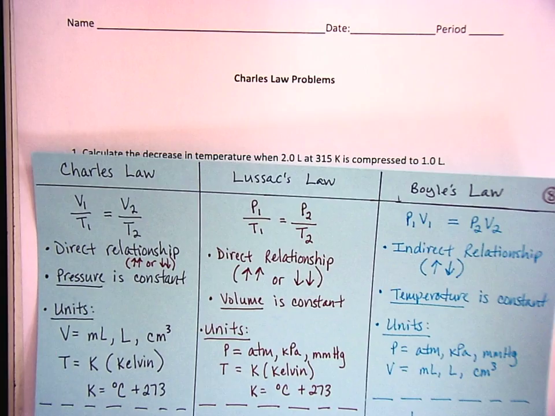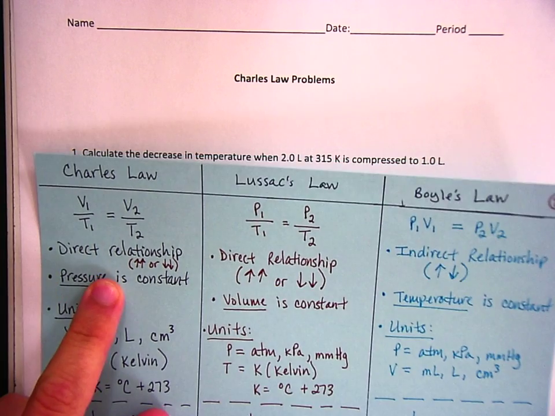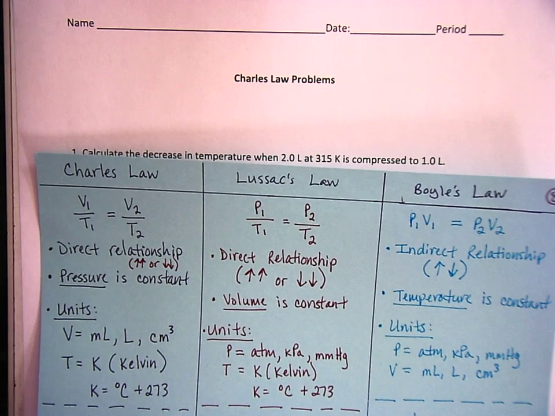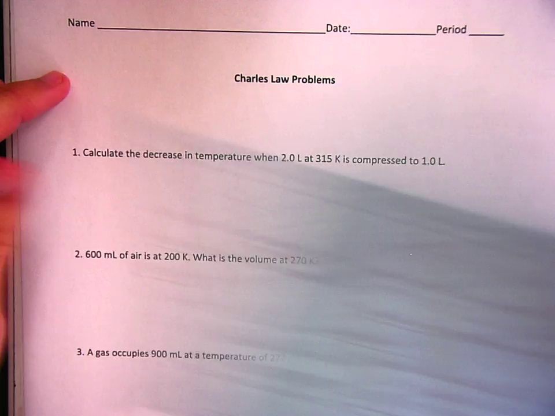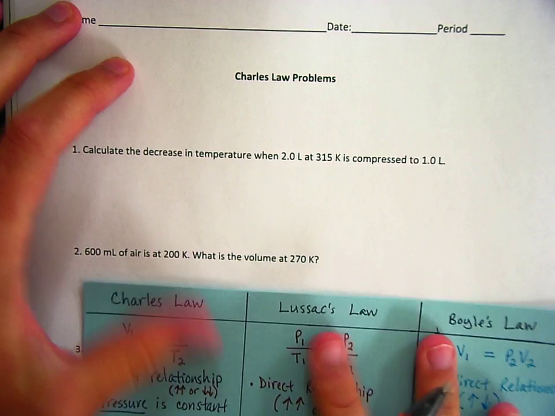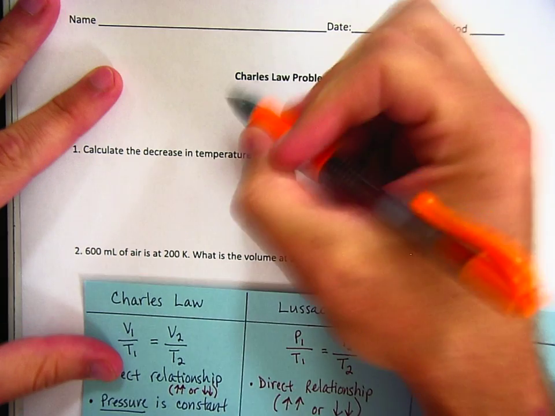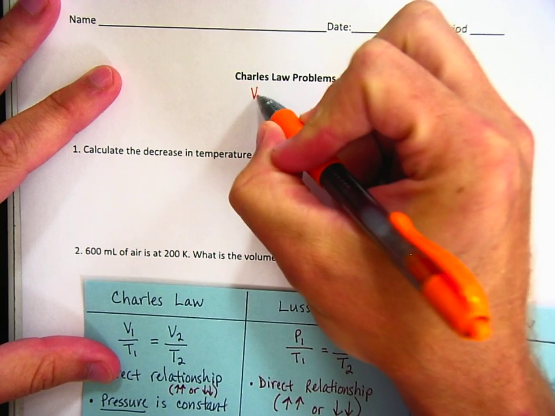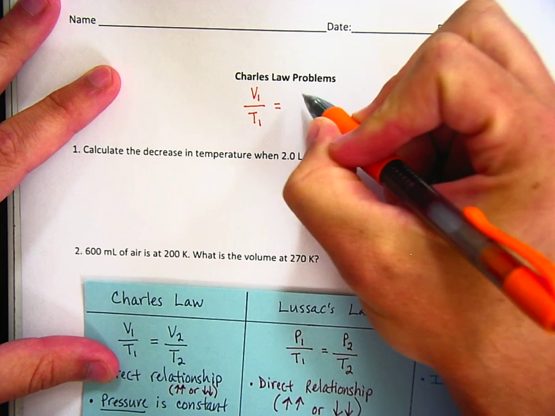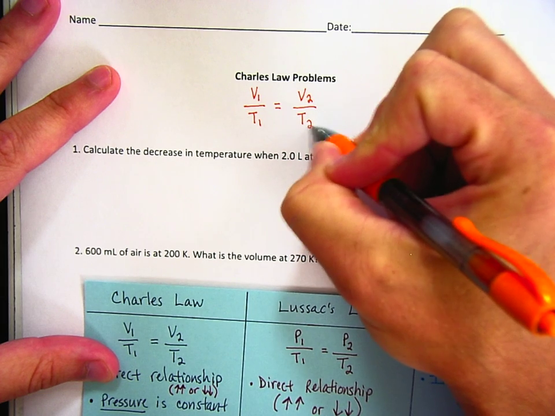Okay, so Charles' law relates volume and temperature, and it's a direct relationship, meaning if one of those variables increases, so does the other. So what I like to do is I always rewrite the formula on this page, just in case I don't have my formula card with me. So for Charles' law, it's V1 over T1 is equal to V2 over T2.